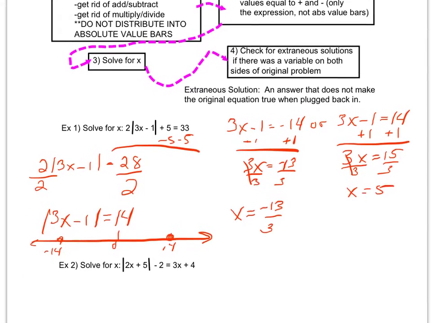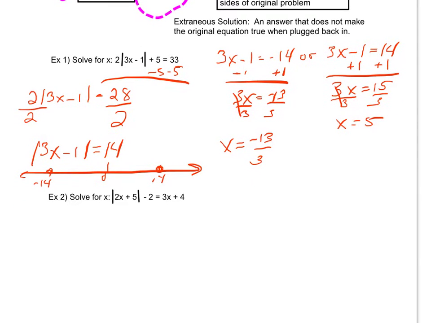I'm hoping I have enough room here to actually check these. So first thing I'm going to do is plug negative 13 over 3 back into my original equation. I'm going to have 2 times the absolute value of 3 times negative 13 over 3, minus 1, plus 5. Forgot the 3. I want to know, does that actually equal 33?